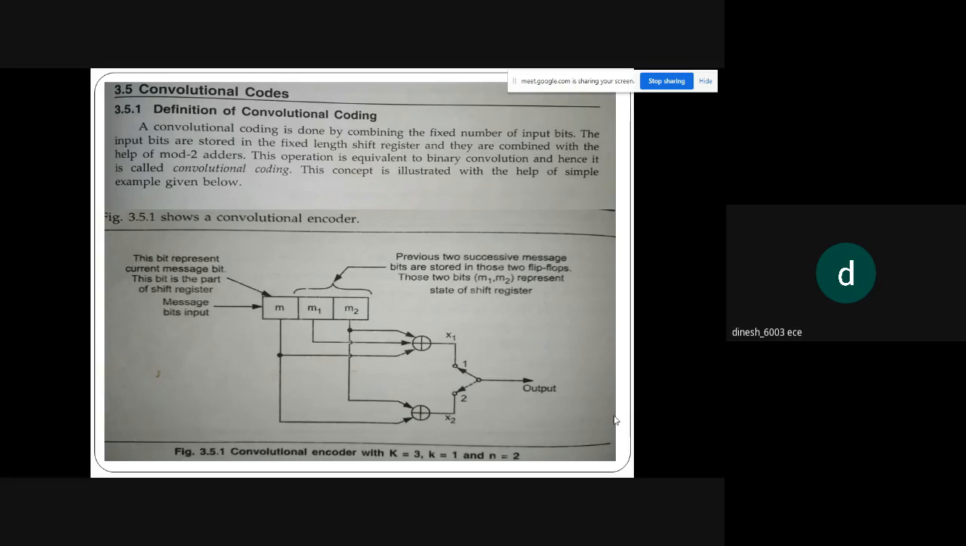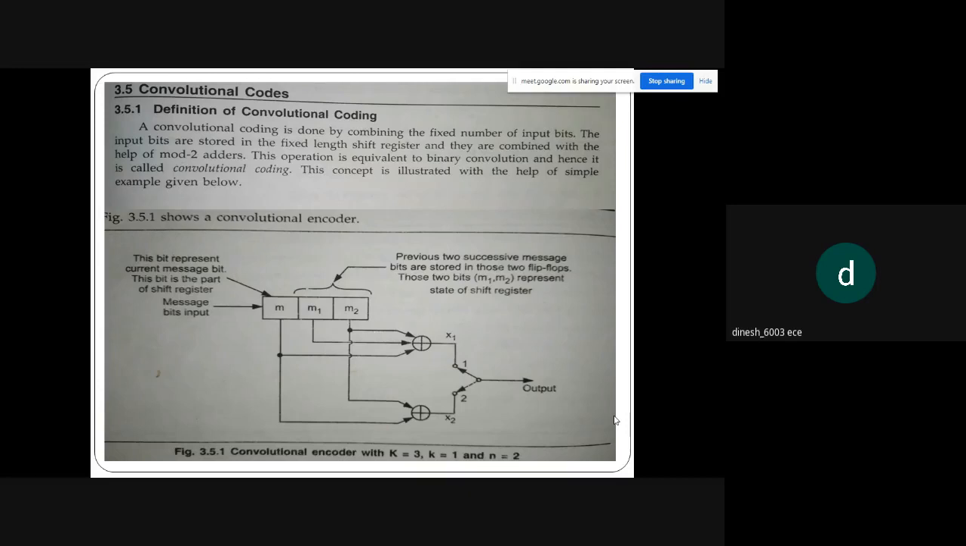Convolution is a term that you would have studied in your digital signal processing. Maybe you would have studied it, or you might be studying it in Unit 5, I think so. So any operation that uses the convolution procedure with modulo 2 addition for a fixed number of input bits, that particular code we call a convolutional code.